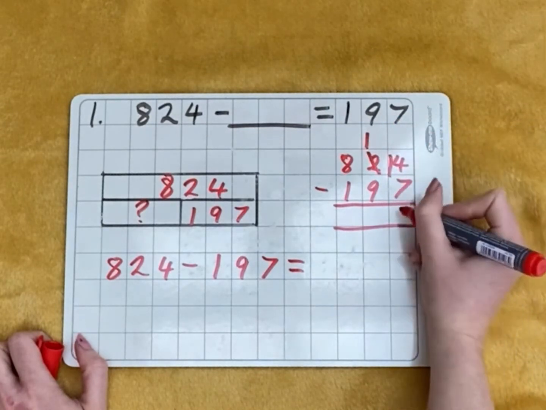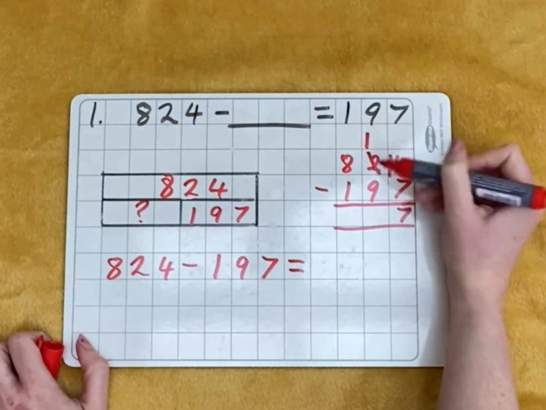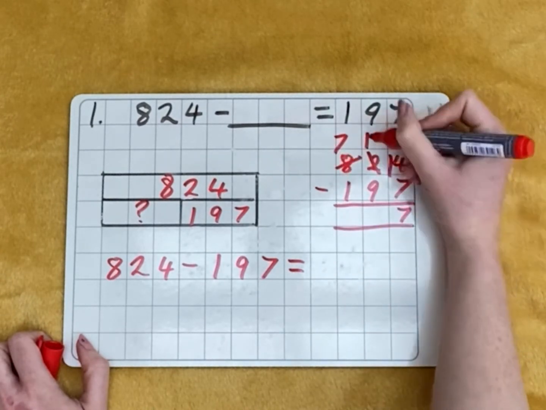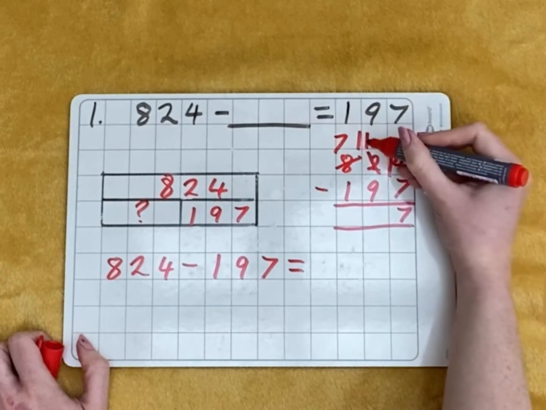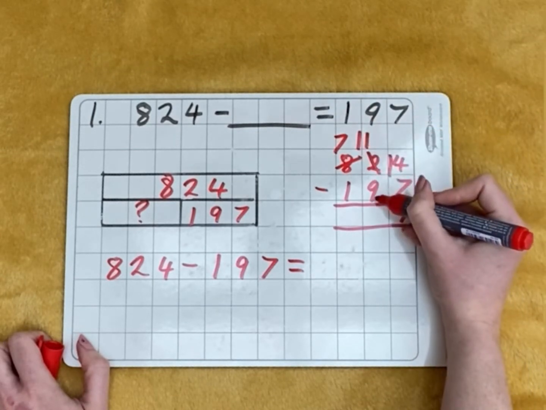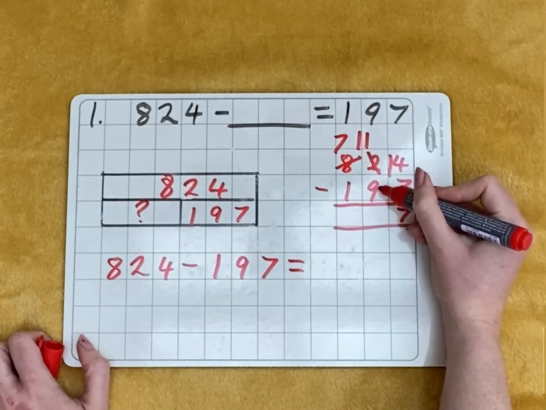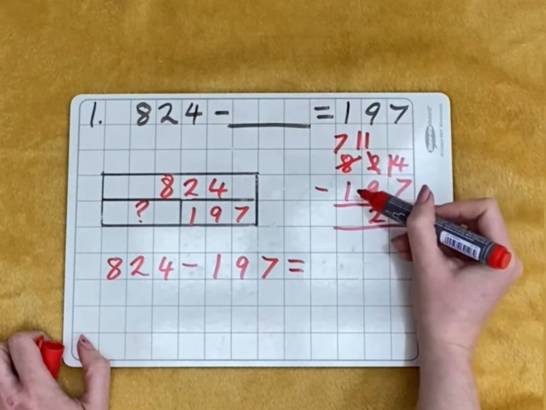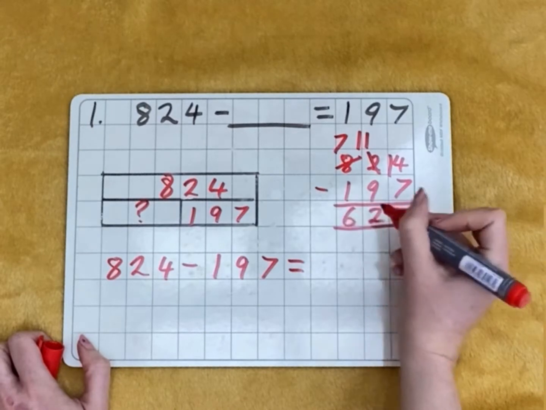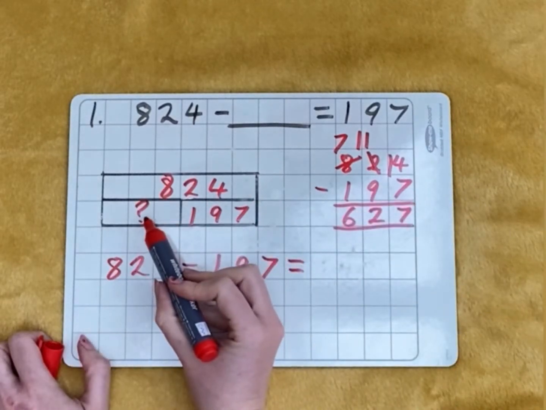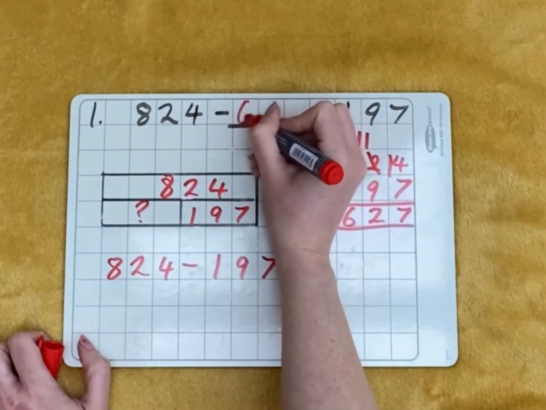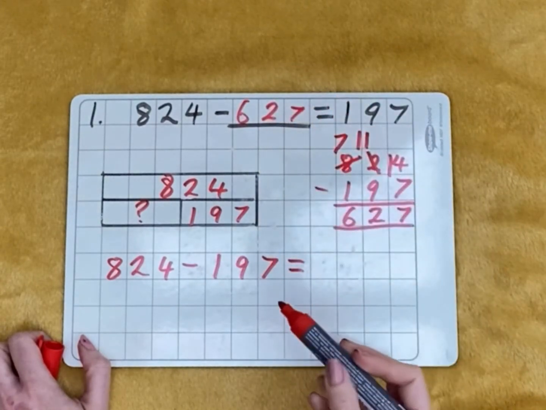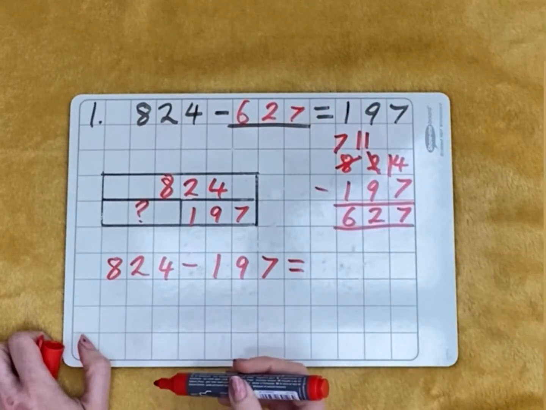14 take away 7 is 7. 1 take away 9, I need to regroup some hundreds. So I'll keep 7 hundreds here, put 100 into the tens. Now we've got 11 tens. Take away 9 tens, well, the difference between 9 and 11 is 2. And then I have 7 take away 1 equals 6. So I can see my missing number in the question is 627.